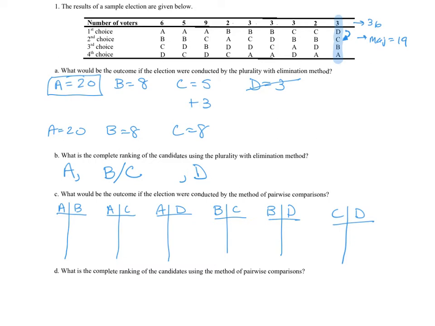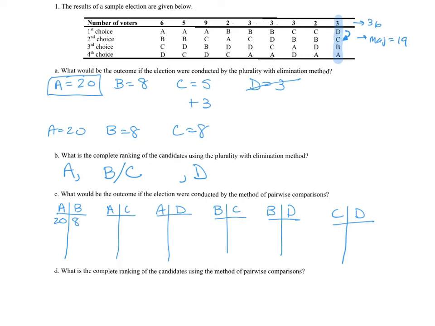So A against B. So we have to go column by column and decide if for every voter, for every column, who would they pick, A or B? So these first 3 columns, the 6, the 5, and the 9, they would all pick A because they have A in first place. So 6, 5, and 9 makes 20. So I'm going to put 20 in the A column. And then my next 3 columns all have B in first place. So they would choose B over A because B is in first place. So that's the 2, 3, and the 3. So that makes 8 votes total. Put 8 in the B column.